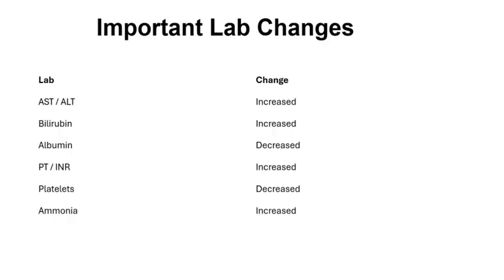Important lab changes due to liver failure. Liver enzymes, which are AST and ALT, increase due to liver damage. Bilirubin, which is a waste product, increases in blood and leads to jaundice. Albumin levels decrease, which leads to edema and ascites. PT/INR increases, leading to bleeding. Platelet level decreases, leading to bleeding. And ammonia levels go high, which causes confusion.